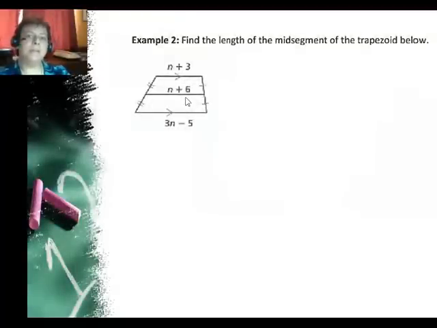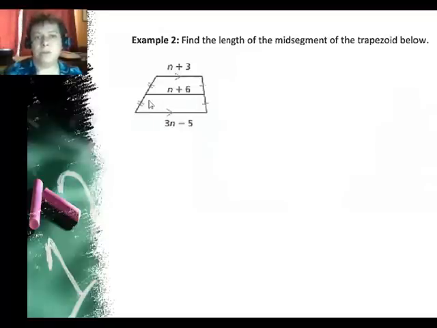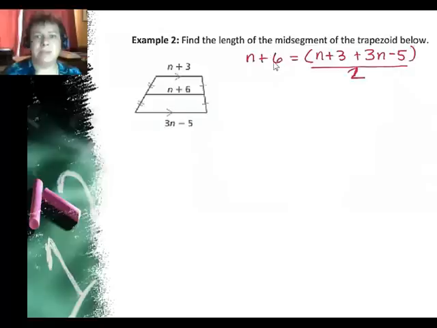Now this one's a little bit trickier. I'm going to find the length of the midsegment here, but there are no numbers to start with. Now we just have a bunch of variables. Well, I'm still going to use the same principle. This midsegment is half of the sum of the top base and the bottom base. So n plus 6 is the midsegment, and it equals half, which I'm showing by the divide by 2 here, n plus 3n minus 5.